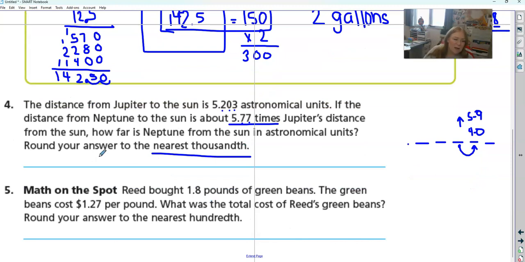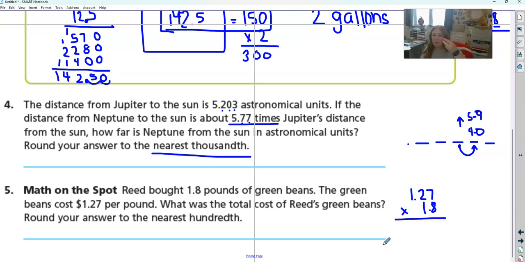Hey, and the last one on this page says Reed bought 1.8 pounds of green beans. The green beans cost $1.27 per pound. What is the total cost? So every time he buys a pound, it costs $1.27. So I'm taking $1.27, and even though it lists 1.8 first, I'm going to put $1.27 on the top, so then I only have to times by 2 numbers instead of 3.